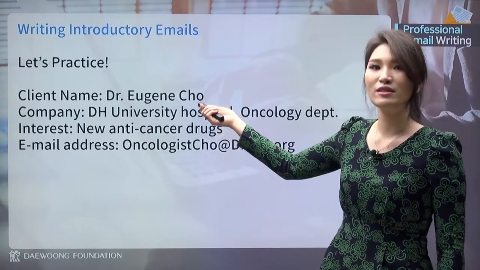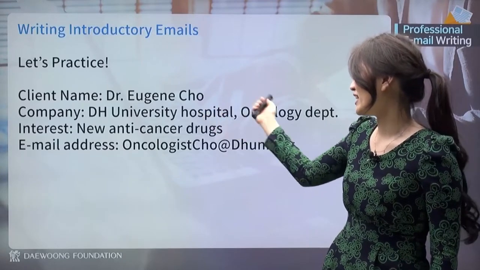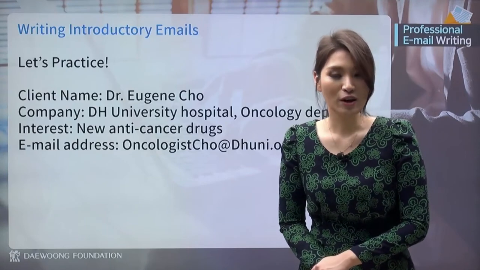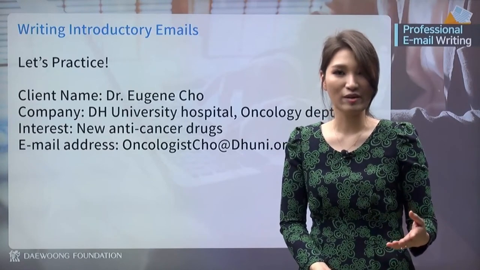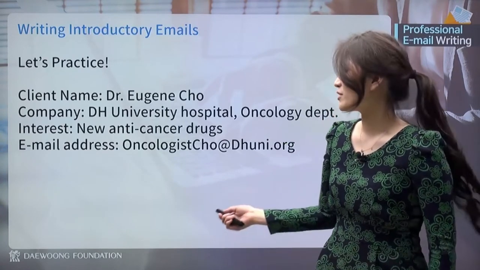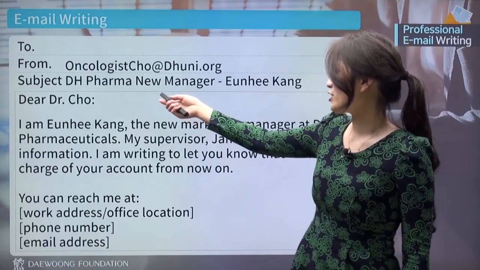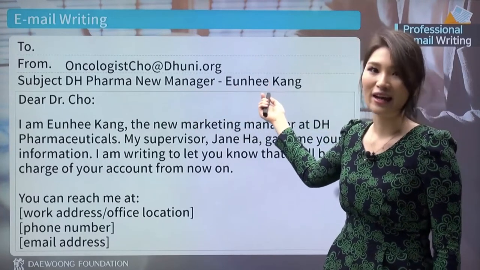So the client name is Dr. Eugene Cho, with company and email address. What do you need to write? You need to start with an appropriate subject line. Then state your name, how you got your email address, and the purpose of your email. So it will go something similar to this. DH Pharmaceuticals, new manager, Uni Kang, right?